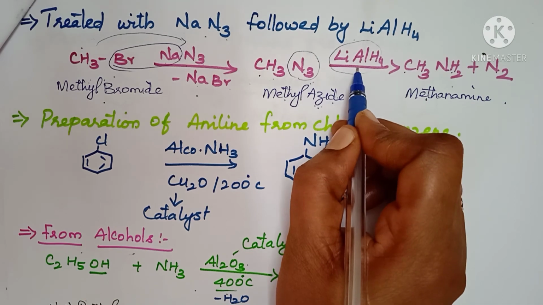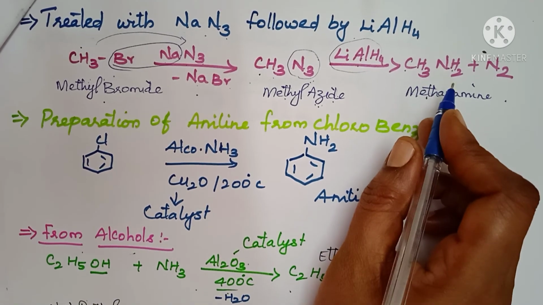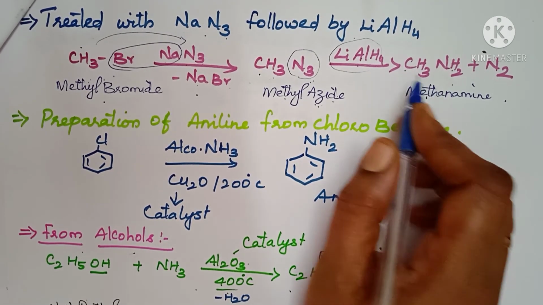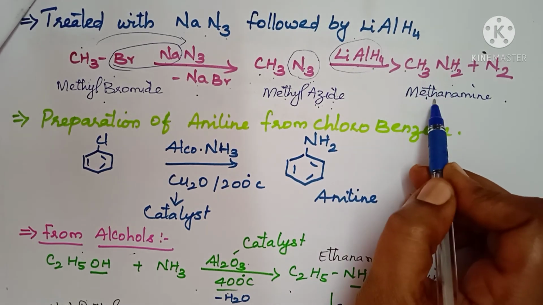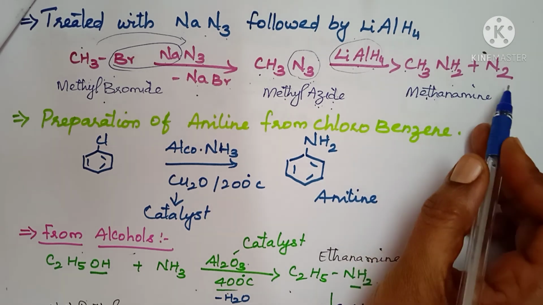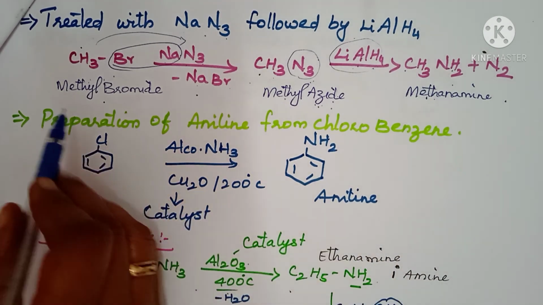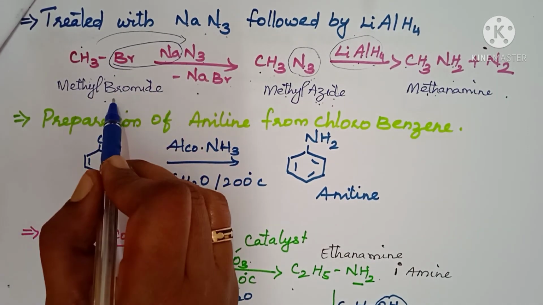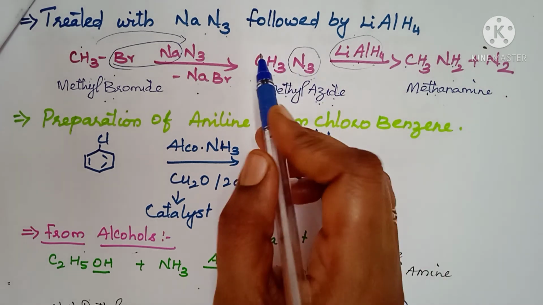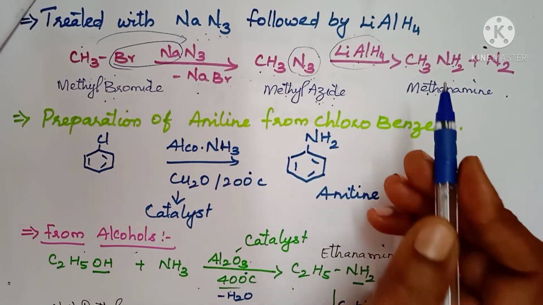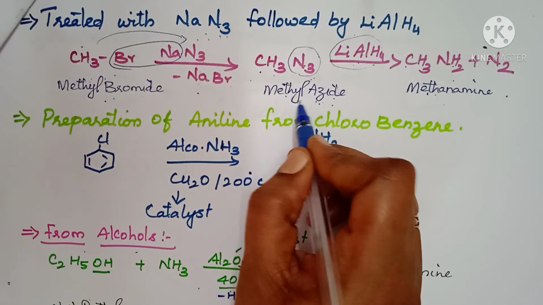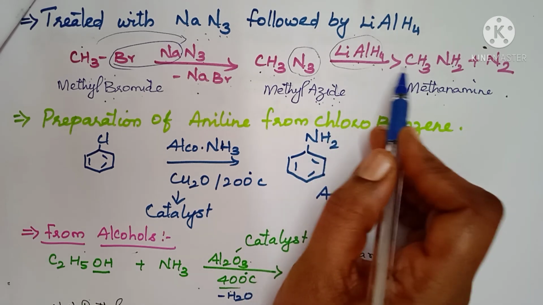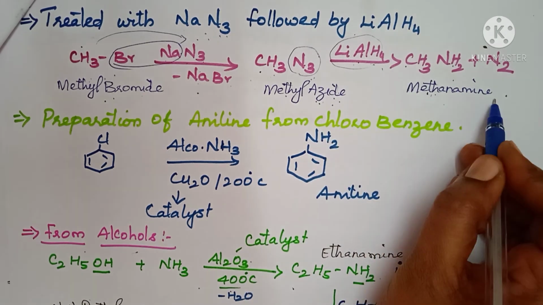Again you are treating with lithium aluminum hydride. It's a reducing agent. Remember that in the preparation of amines, most of the reactions undergo a reduction process. So methyl azide changes to methanamine and N2 is a side product. Suppose they ask how methyl bromide is converted into methanamine: you add NaN3 followed by lithium aluminum hydride. NaN3 gives methyl azide, and further reduction gives methanamine.